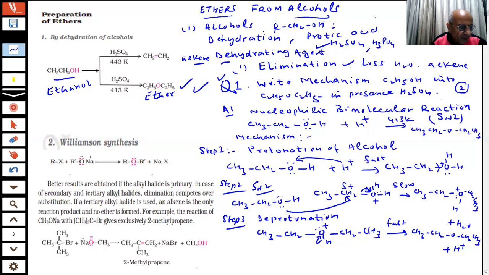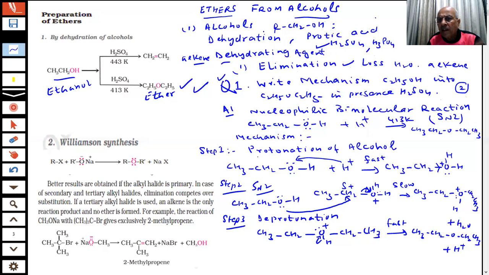Therefore, we are saying when acidic dehydration of alcohol is done, there are two things happening. Competition takes place between elimination and SN2 reaction. So SN2 reaction will also be there, and some alkene will also be formed. The mechanisms of the two are different, and it depends on the temperature. At higher temperature, elimination proceeds more than nucleophilic substitution. And at lower temperature, students, you will get the ether.